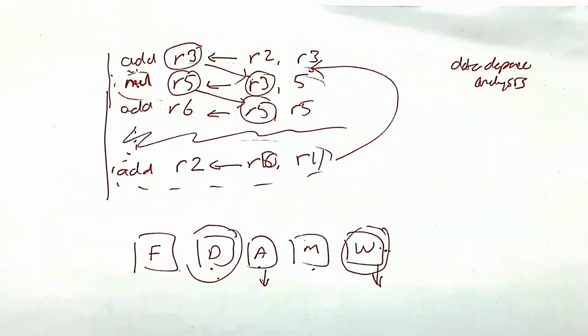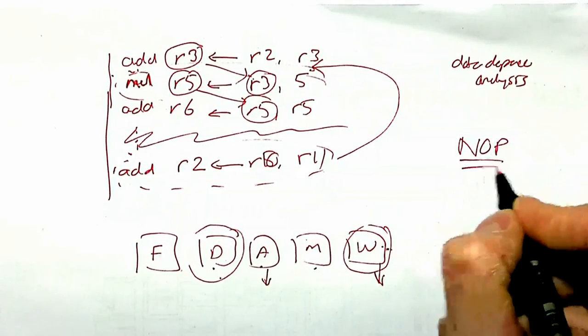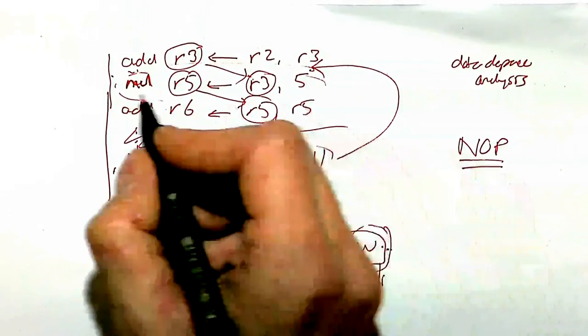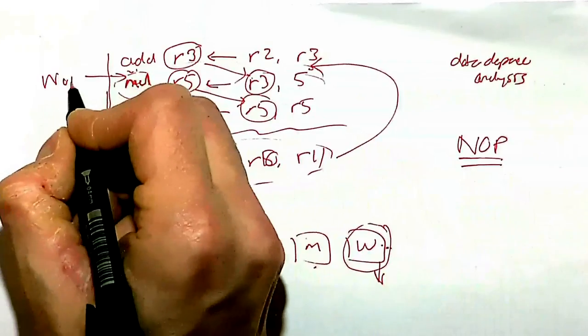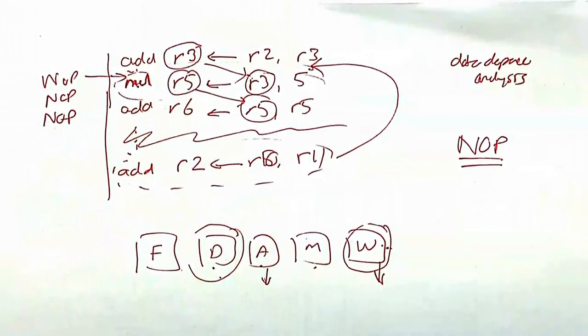What if the compiler cannot find an independent instruction? There is always an independent instruction. It's called a no-op. Basically, the compiler fills 3 no-ops here if it cannot find any independent instruction, which is essentially a stall, except it's a software orchestrated stall. It's not a hardware detected stall, right? It's beautiful that you can do this at different levels.